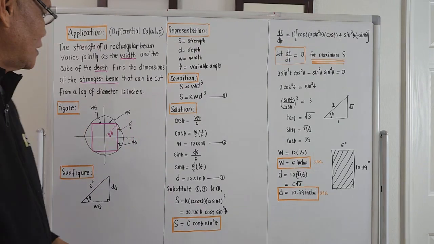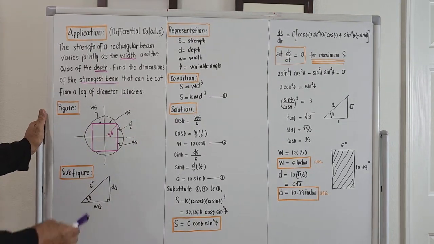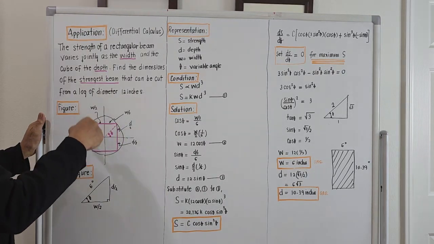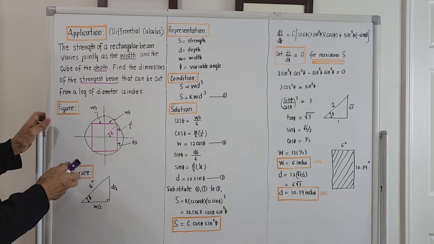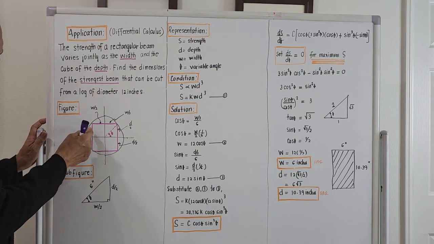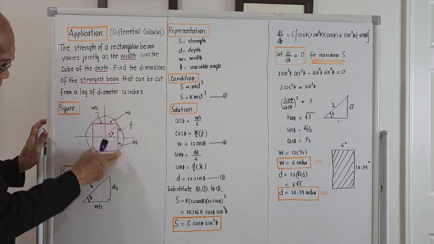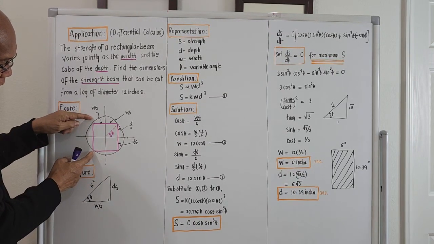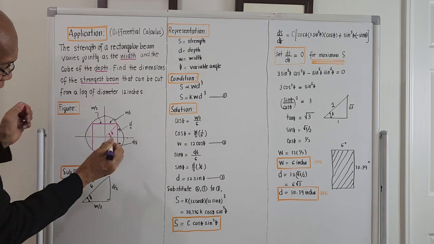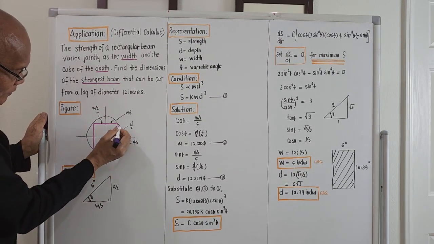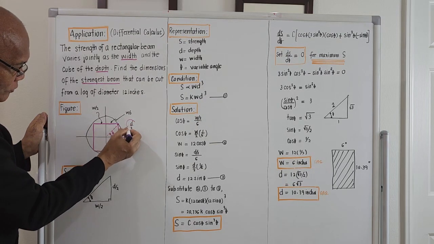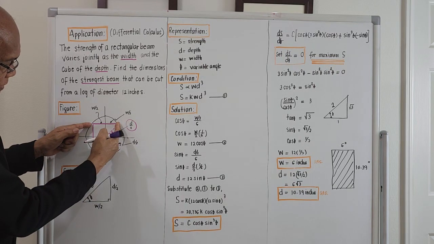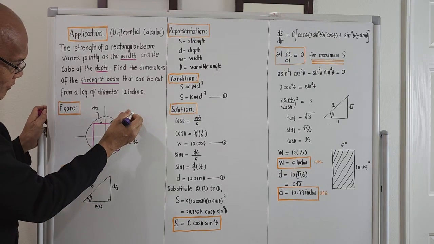Okay, let's proceed with the solution of the problem. So actually this will be the circular log, right? And from this, we should cut a rectangular beam. This should be the width and this should be the depth. So this half portion over here is d over 2. If this is the overall width, this portion here is w over 2.